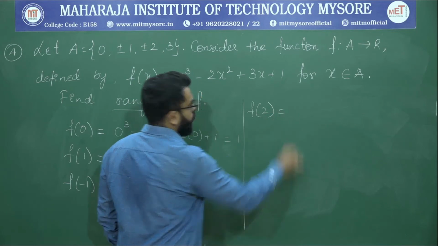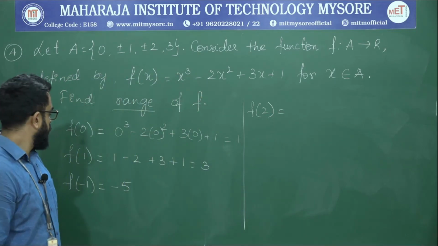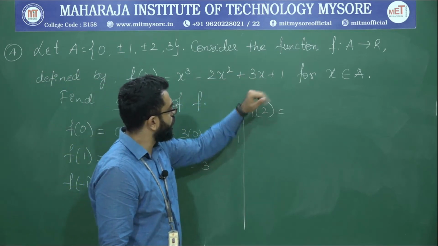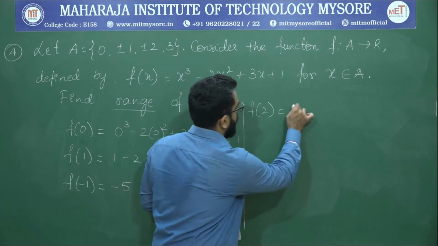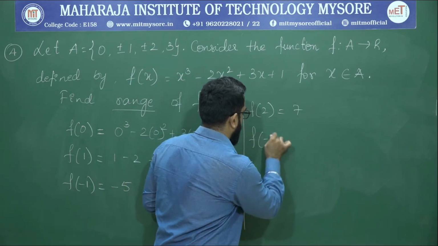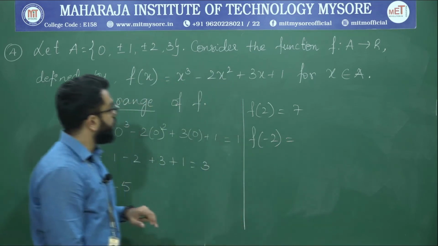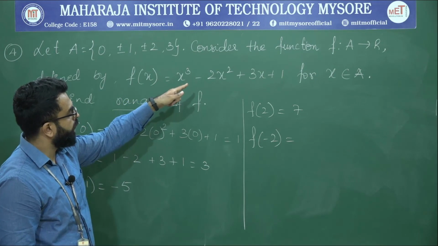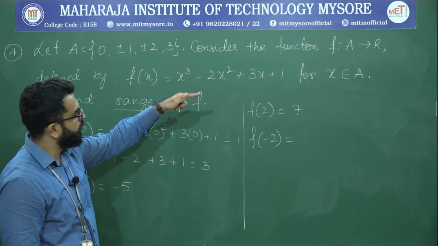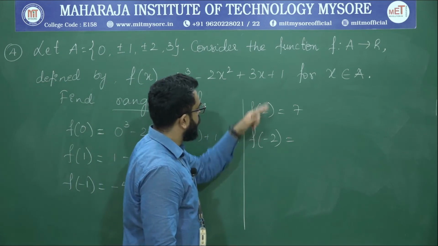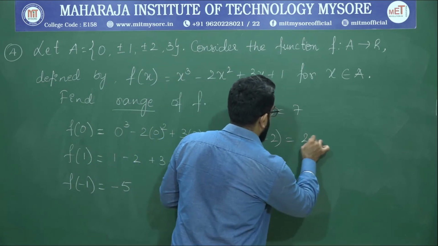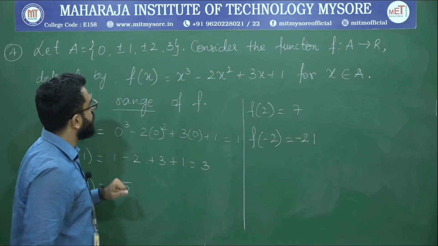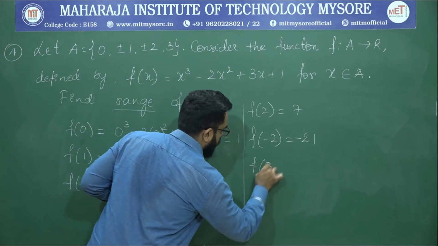F of 2. So for the f of 2, what do we get? Substituting 2 cube minus 2 into 2 to the power of 2 plus 3 into 2 plus 1 will give rise to 7. F of minus 2, substitute minus 2 there, minus 2 to the power of 3 minus 2 into minus 2 to the power of 2 plus 3 into minus 2 plus 1 will give you 21. Is it 21 or minus 21? It is minus 21.